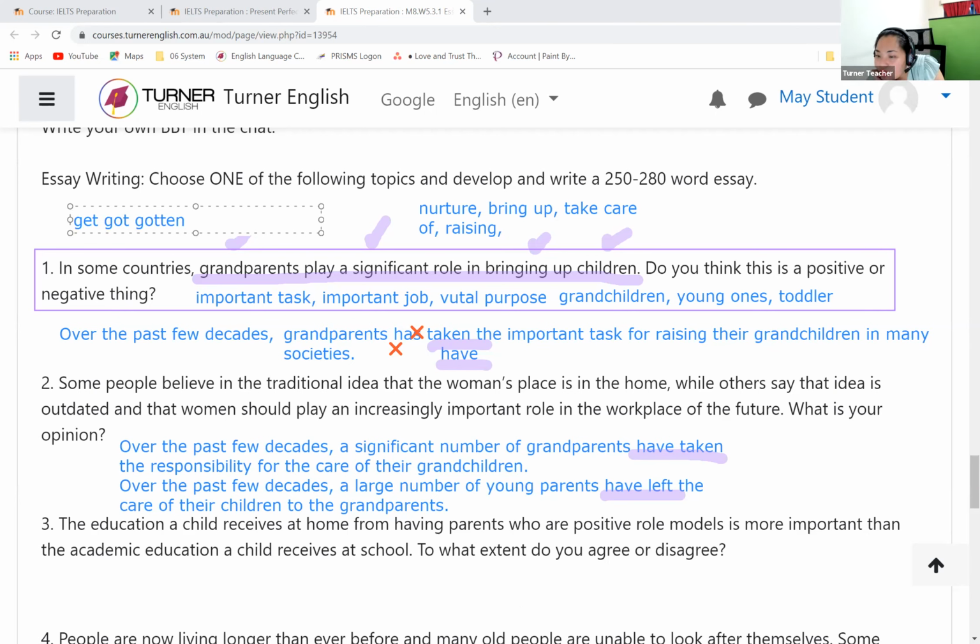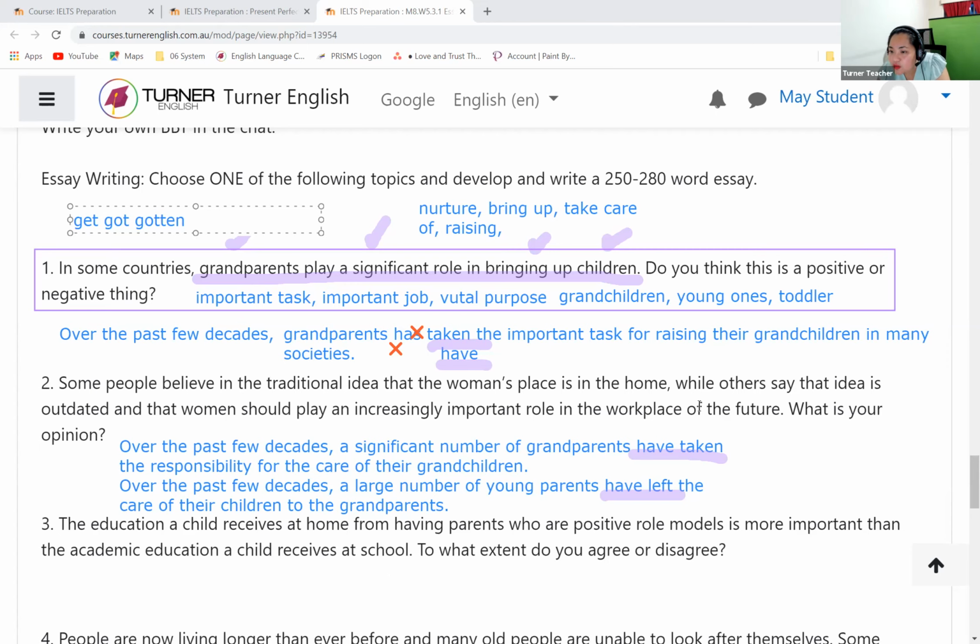Can we say "over the past time period"? No, we don't say "over the past time period." That's not collocated. You just say "over the past few decades," "over the past years." You can say that, but not "over the past time period."